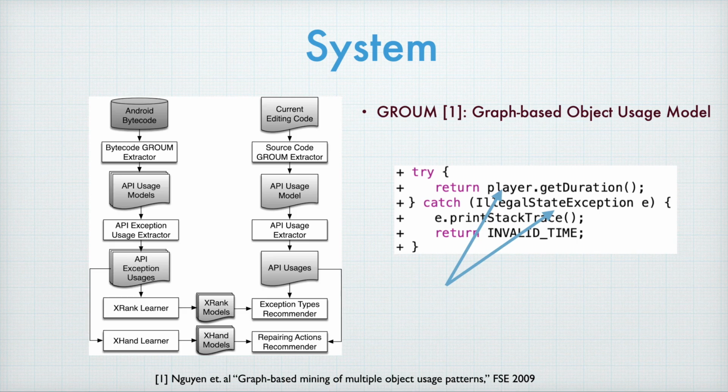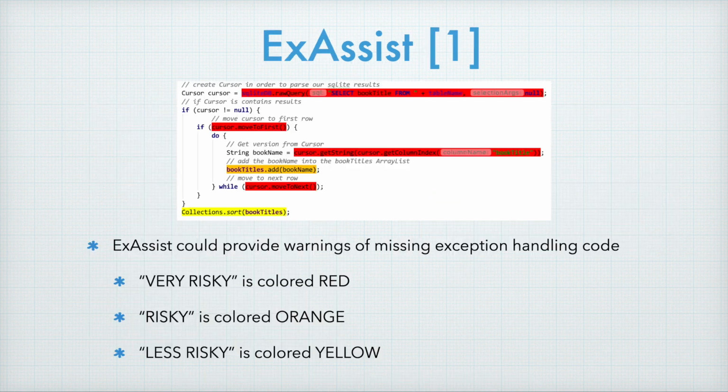Also, the method code in the catch block. With that information, we can learn the X-Rank model and the X-Hand model for recommending exception handling code. From the system, we develop X-Assist, which is a plugin in Android Studio.